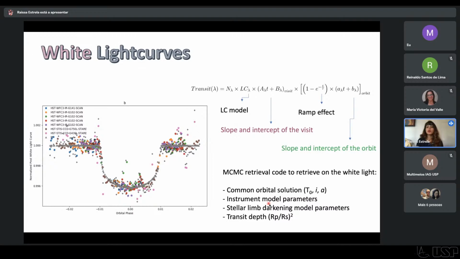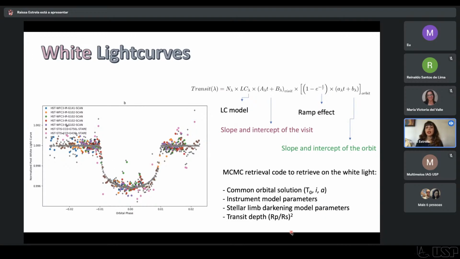We can also use an instrumental model because there are some systematic trends induced by the instrument that we also need to take into account. And there is also stellar limb darkening. We also need to take into account the stellar limb darkening, which is an effect at the edges of the stellar disk, which is less bright than the center. And it's also going to impact the transit. So we also need to model that.